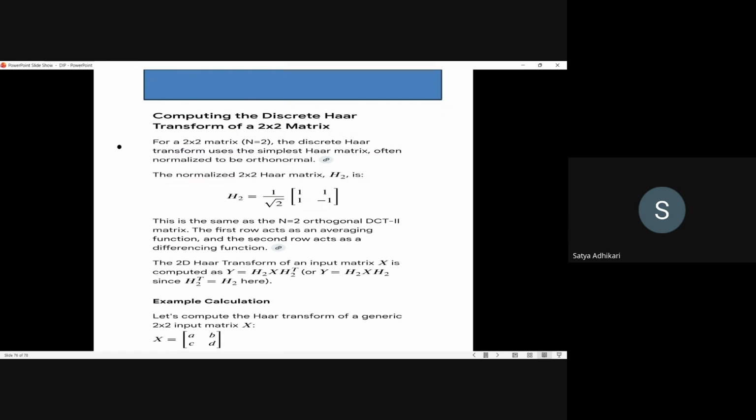The 2D Hart transform of an input matrix X is computed as Y equal to H2 into H2 transpose, or Y equal to H2 into H2, since H2 transpose is equal to H2 here. Why? Because H2 transpose is equal to H2. Let us compute the Hart transform of a generic 2 cross 2 input matrix X equal to A, B, C, D. Suppose we have been given a matrix, we have to calculate. This is the general form, a general matrix whose elements are A, B, C, D. Let us compute for each element of this 2 cross 2 matrix.